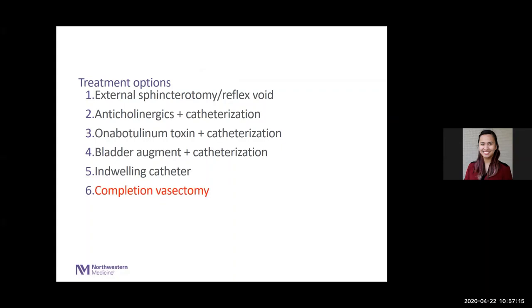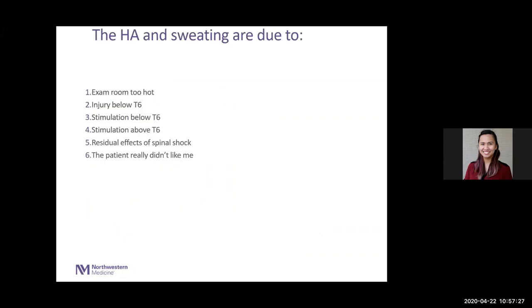Okay, completion vasectomy, I'm kidding, I didn't do that. We actually put him on meds. And then just the other thing you think about, he has headaches and flushing, which you noted before. This happens during the study as well. So why does this happen? The room's too hot, his injury below T6, stimulation below T6, stimulation above T6, residual effects of spinal shock, or the patient really didn't like me. Could be, I don't know.